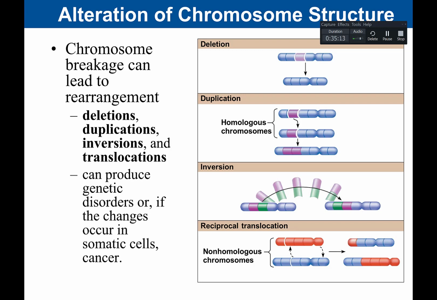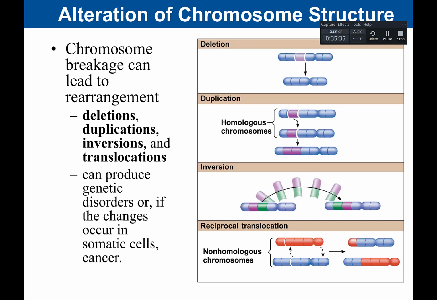You could get what we call an inversion. And an inversion means that instead of it going in this order, this purple and then green, it could end up so that it has green and then red. That's an inversion. You could get what's referred to as a reciprocal translocation.